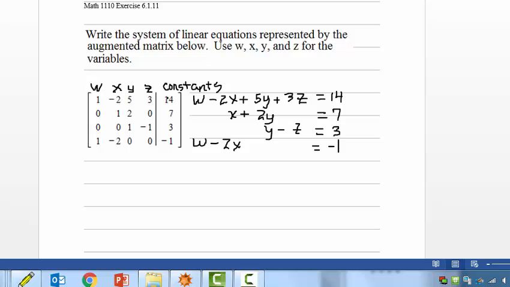And right of the dividing vertical line are always the constants as they would appear on the opposite side of the equals from the variable expressions. And it's as simple as that.